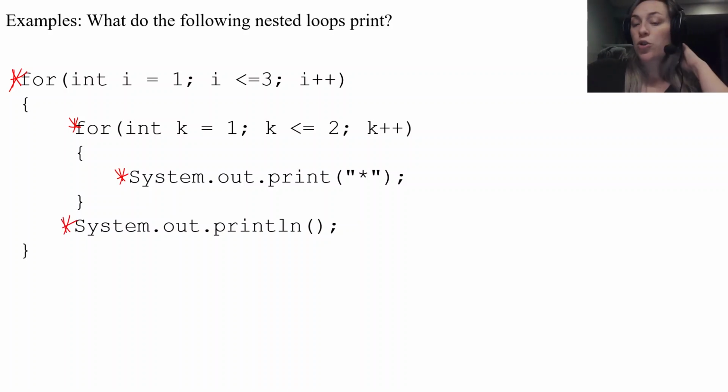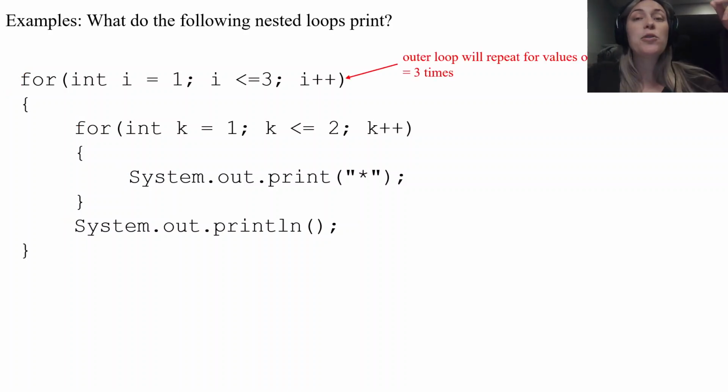So my outer loop starts at I equals 1, I less than or equal to 3, I increases by 1. So basically the outer loop is going to repeat for values of 1, 2, and 3, meaning the outer loop is going to repeat 3 times.